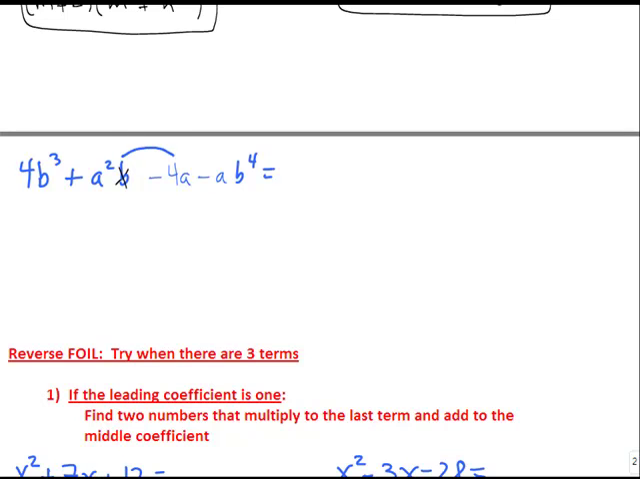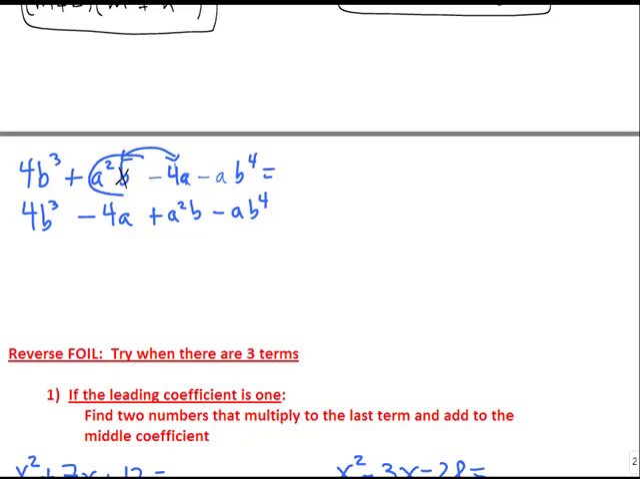And in this example, I'm just going to swap these 2 terms right here. So I'm going to rewrite the problem. I'm going to leave 4b cubed where it is, but next I'm going to put minus 4a, and then the plus a squared b, and then on the end that minus ab to the 4th.